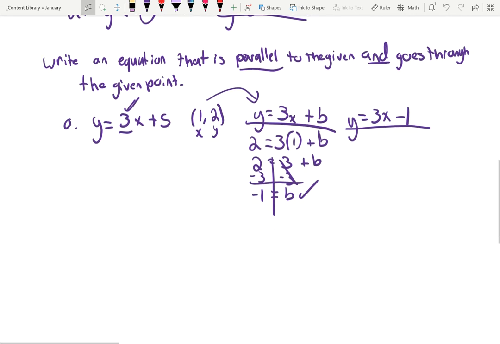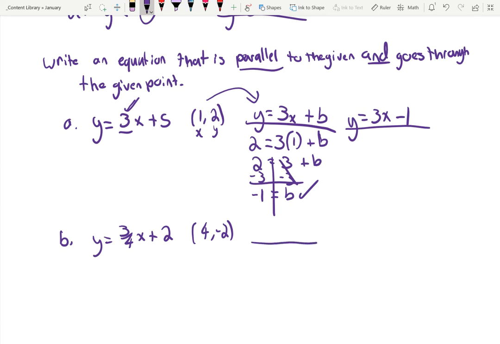So let's try another example. Let's try example B. So let's write an equation that's parallel to y equals 3/4 x plus 2. And it goes through the point 4, negative 2. All right. So remember, I know that my answer has to have the same slope. I know my answer has to be y equals 3/4 x plus something, plus the y-intercept. That's the part I don't know. I know the slope has to be the same, so I know the slope is going to be 3/4.